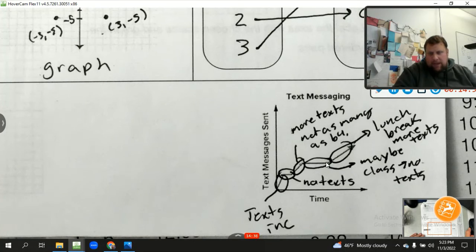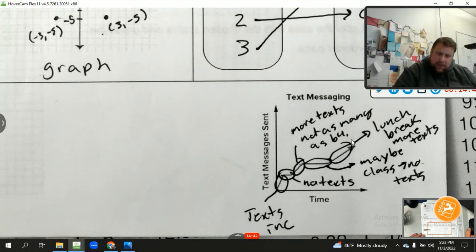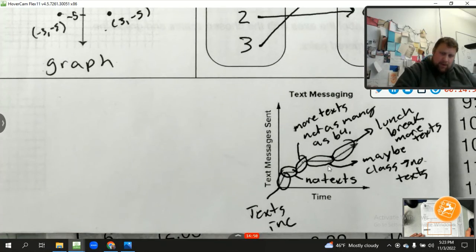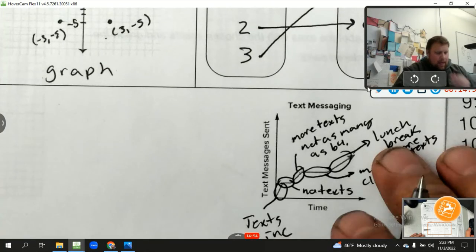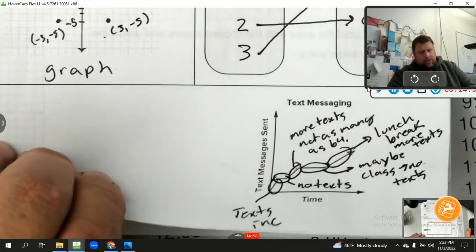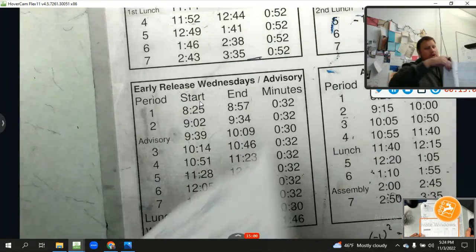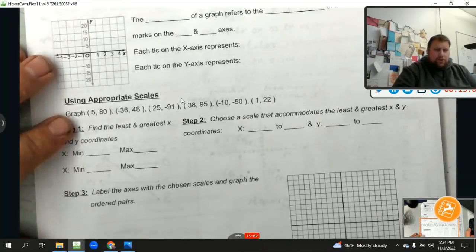Then we have maybe class time. It's a long period of time of no texting. And then we see her texting again, but now this is the least steep of all, so I said maybe lunch break, maybe she was eating and texting, so that's why it was such slow responses. All right, there we go. That is just a little story to represent the graph, and we're going to do that over here. We need to match the situation with the graph.